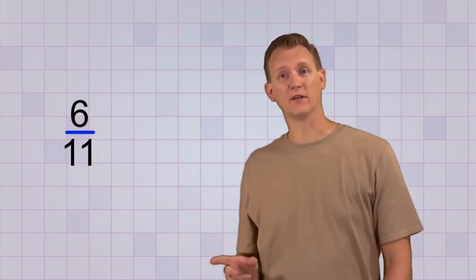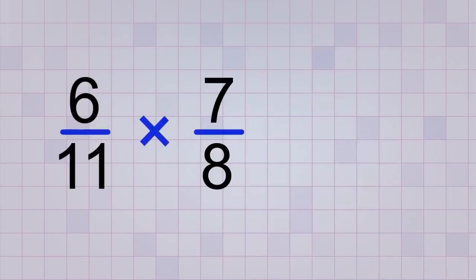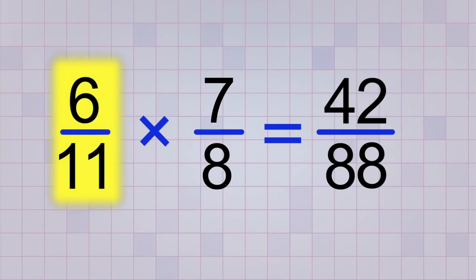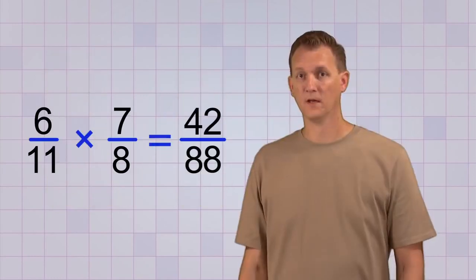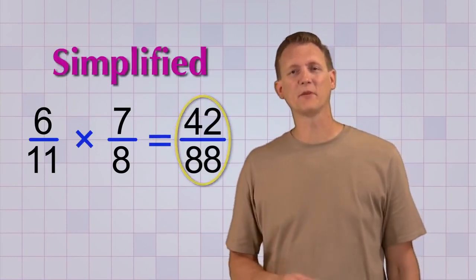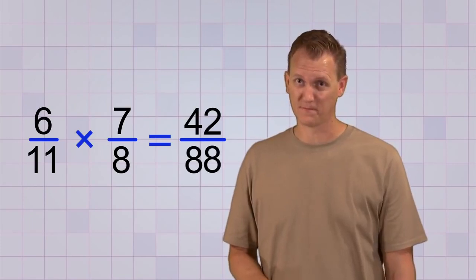Okay, time for another example. Let's try 6 over 11 times 7 over 8. From our multiplication table, we know that 6 times 7 equals 42. So 42 is the top number of our answer. And on the bottom, we have 11 times 8, which is 88. So 6 over 11 times 7 over 8 equals 42 over 88. Now some of you might see that this answer could be simplified, but we'll save simplifying fractions for another video. All right, let's see one last example.